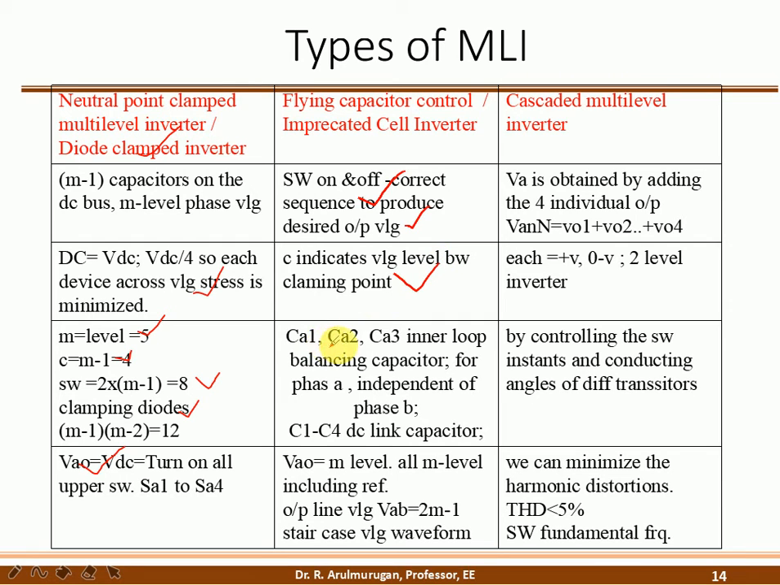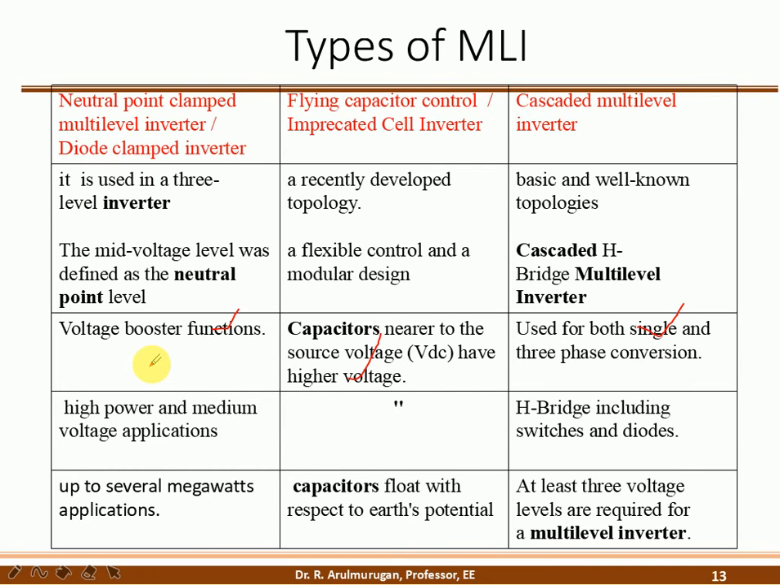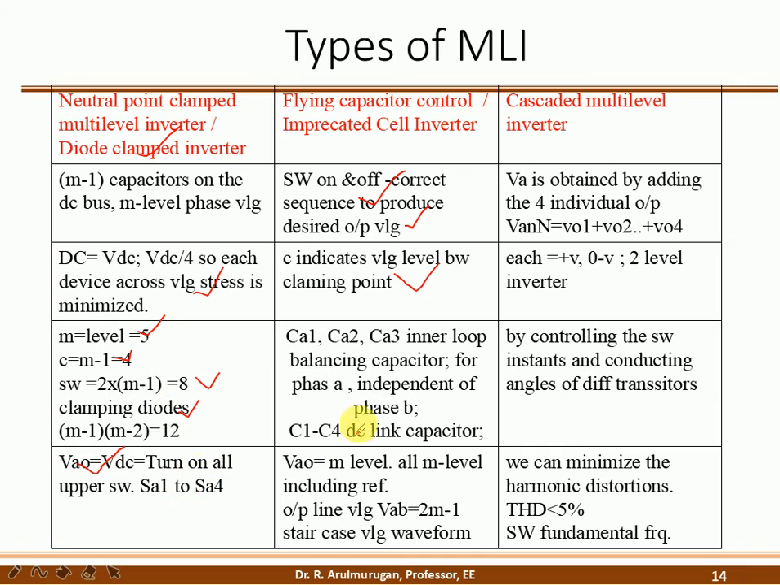So CA1, CA2, CA3 are the inner loop balancing capacitors for phase A, independent of phase B. Here there are C1, C1, C1 and a C2. That is the inner loop of phase A, and it is independent from the one for phase B.